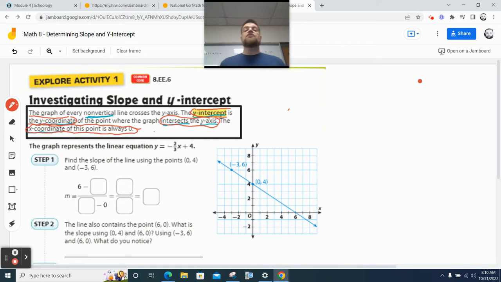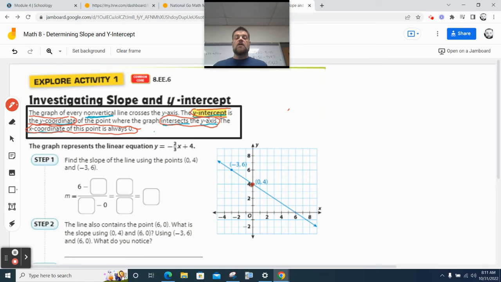So now if I were to ask you guys, what is the y-intercept, what would you say? Yep, everything you're saying is correct. It's the y coordinate where the line crosses the y-axis, and this last part is very critical. The x coordinate is always 0, always. So now let's look at this example.